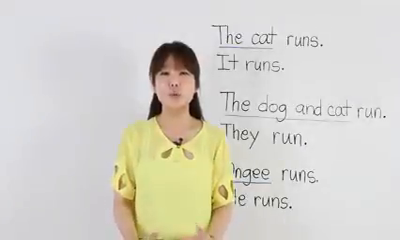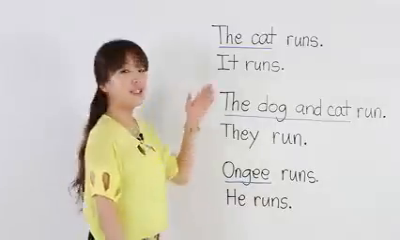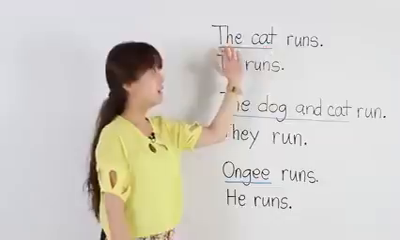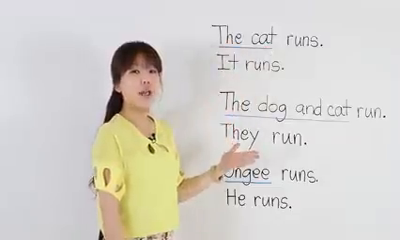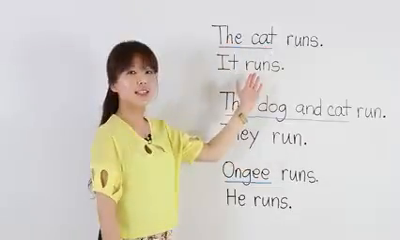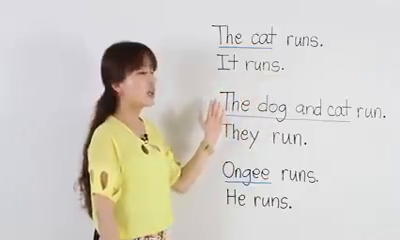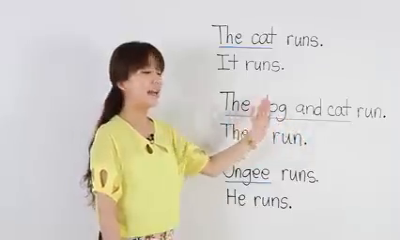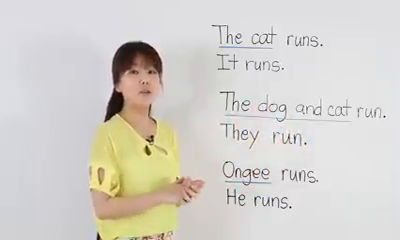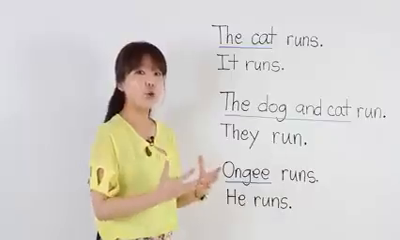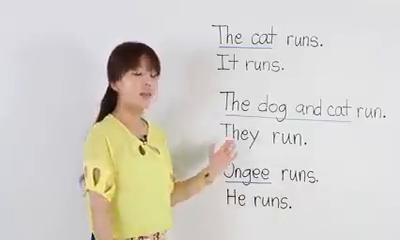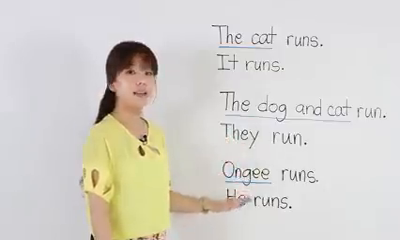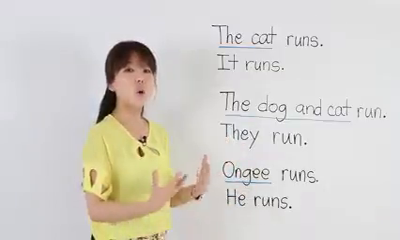Okay, let's do some more practice. The first sentence on the board says, the cat runs. The cat is an animal, so we have to say it runs. The next sentence says, the dog and cat run. Now, the dog and cat, they are two animals. So anytime you have two or more things, we say they run. They. Okay, now for the last sentence, I'm going to talk about my cat, Ongi.